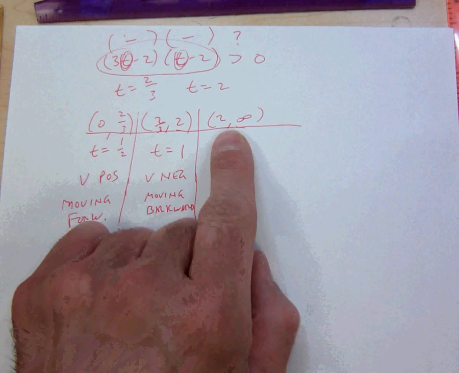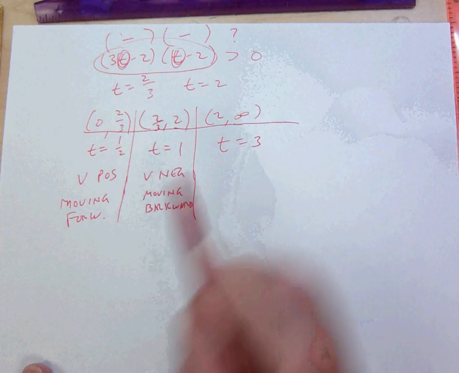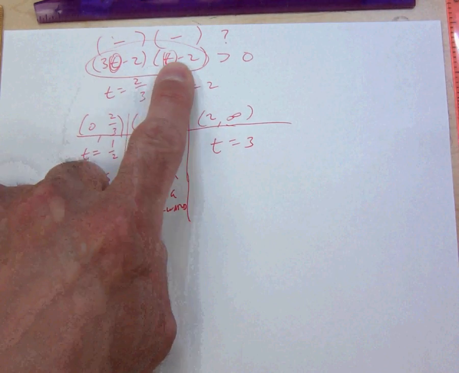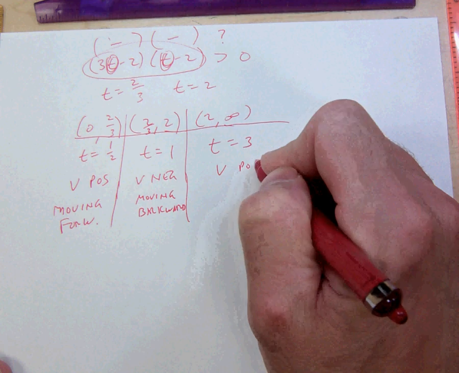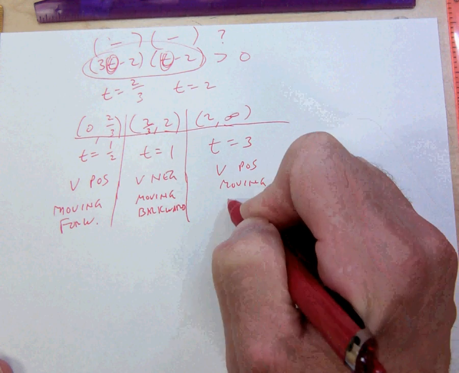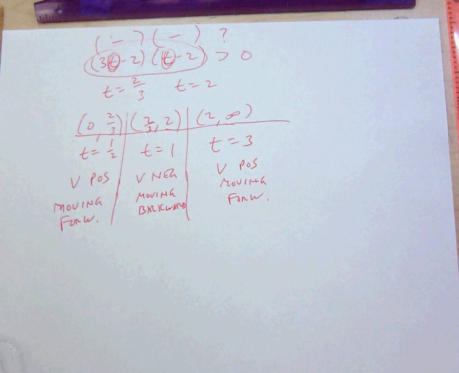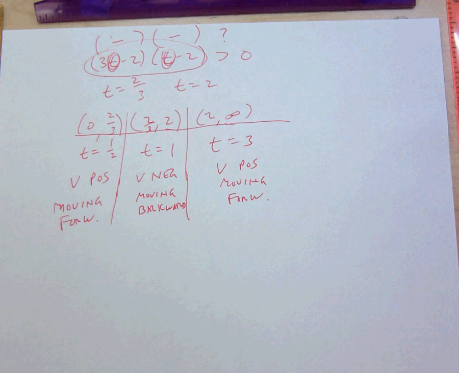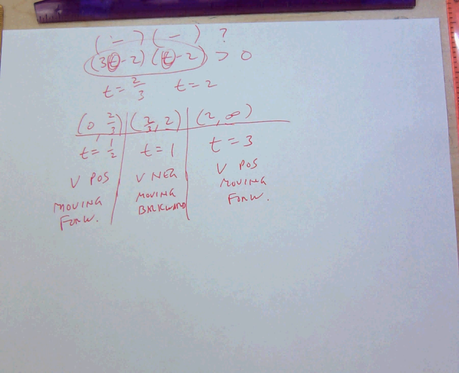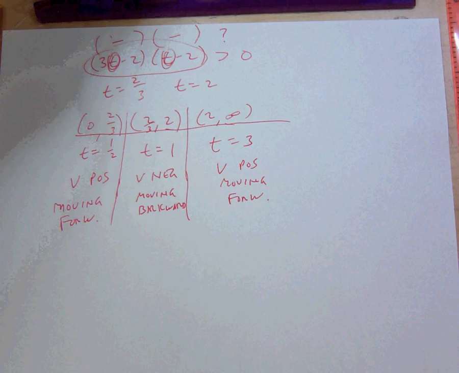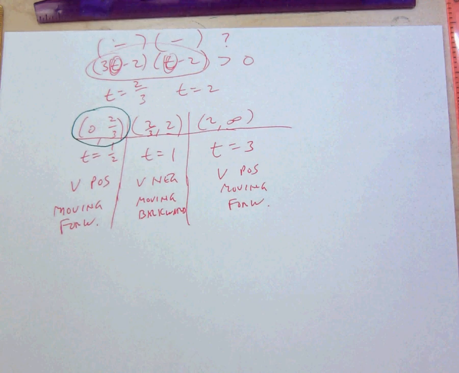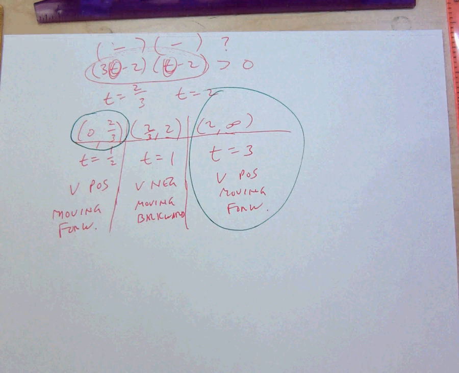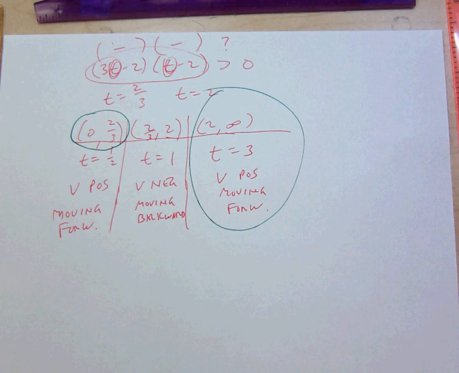Okay, and then pick something in here, anything you want. Time equals 3. Okay, if I put a 3 there and a 3 there, is this product, which is the velocity, positive or negative? Positive. So the velocity is positive, meaning the particle is moving forward. And so basically it's moving forward at all times between 0 and 2/3 of a second, and at any time greater than 2 seconds. Does that make sense? Do you understand how I got my answers now?